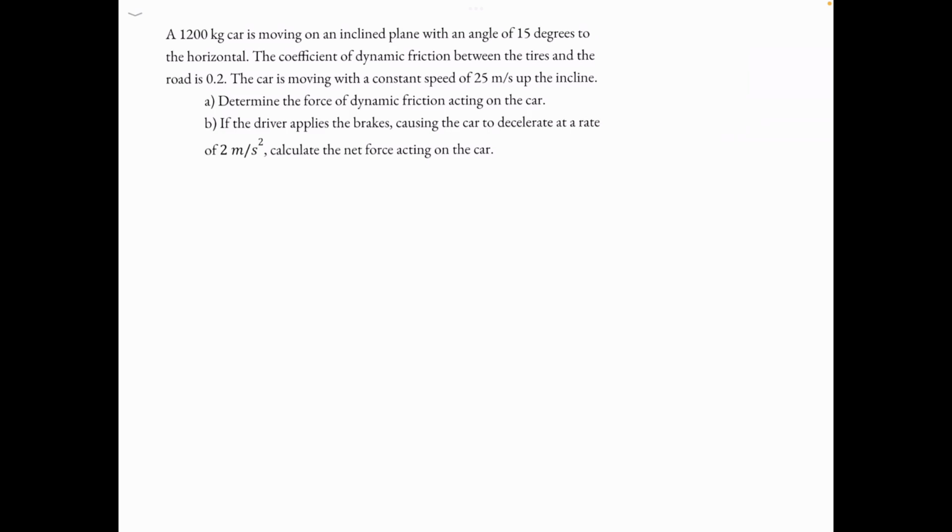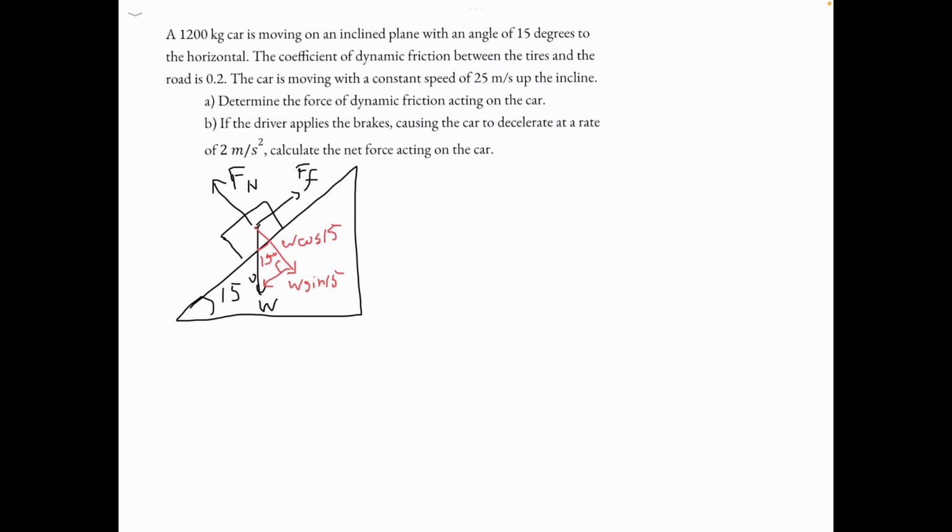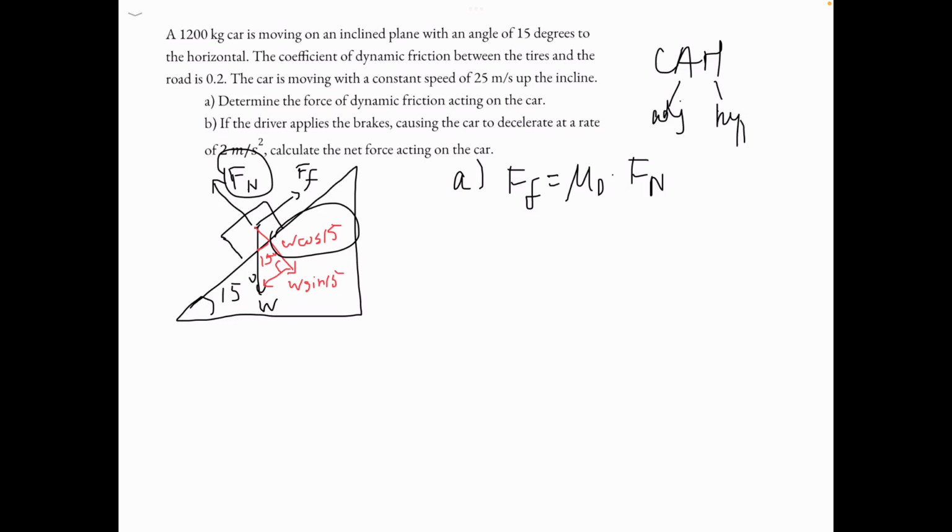First, let's visualize this scenario. Now that we have a visual representation of the scenario, we can easily solve A. We know that the formula for dynamic friction is Ff is equal to the coefficient times the normal force. Now here, we realize that the normal force is in fact the weight times cos 15. Now we get cos 15 because cos is the adjacent side over the hypotenuse. In this case, this is the adjacent side and that's the hypotenuse.